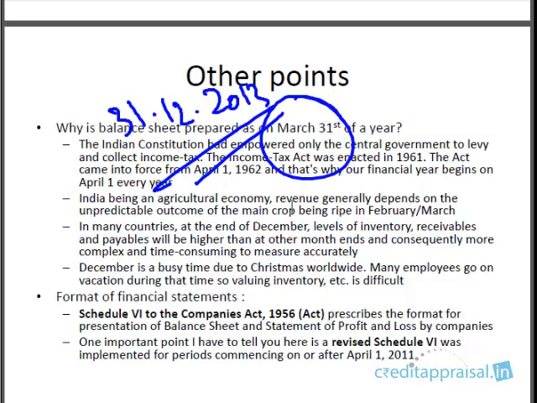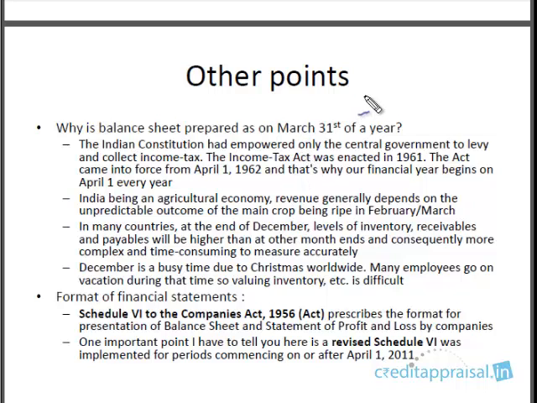This is not just peculiar to India, by the way. Many have a misconception that this is done only in India, but in many countries, many companies abroad also have this convention. One reason from an Indian perspective is the Income Tax Act. The IT Act came into force from April 1st, 1962, so that is one reason why many feel the financial year begins on April 1st. The other reason is India is basically an agricultural economy, and the revenue depends on the outcome of the main crop, which ripens in February, March. So that is another reason why accounts are closed in March.